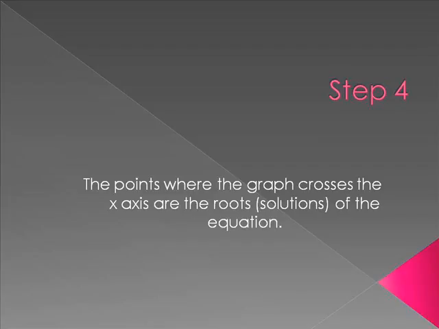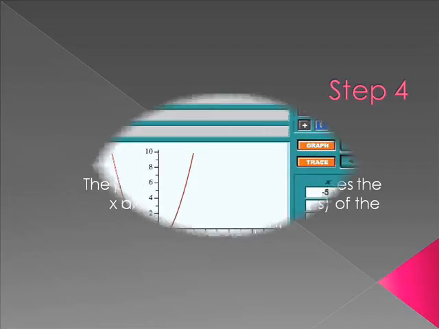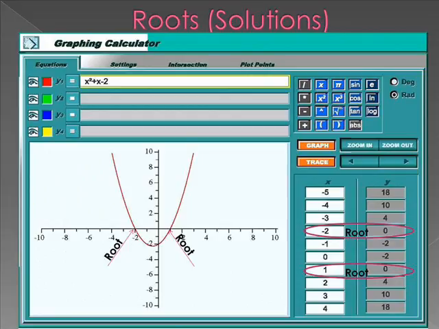Where the graph crosses the x-axis are the roots or the solutions to the equation. So now we look back at our graph, and we see exactly where the graph crosses the x-axis. We see that it crosses at -2 and +1. So those are our roots or solutions to the equation.